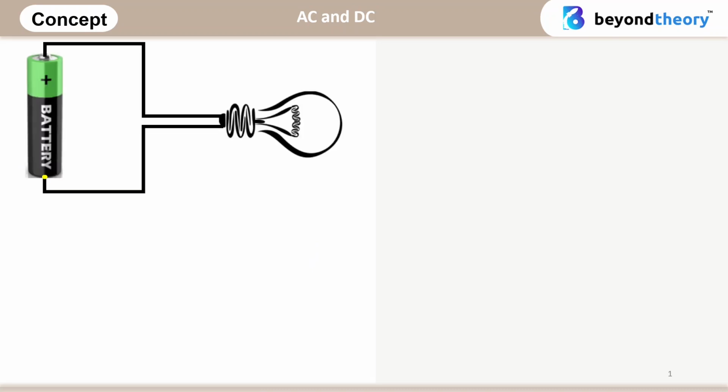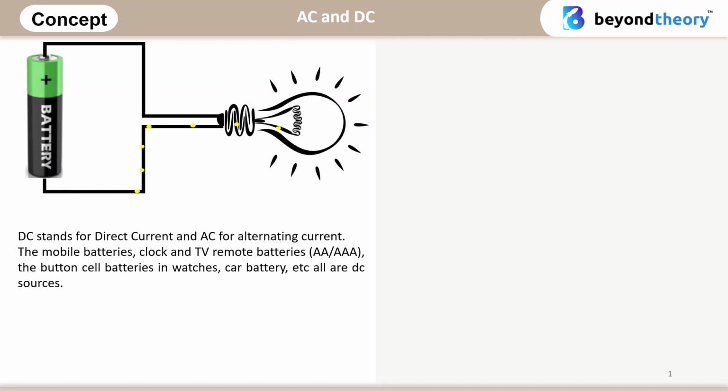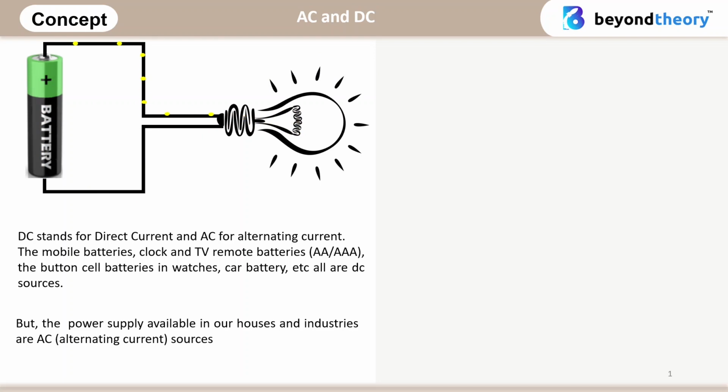Everyone, welcome to this session where we will learn the concept of AC and DC. While AC stands for alternating current, DC stands for direct current. Now, mobile batteries, clock and TV remote batteries, button cell batteries in watches, and car batteries are all examples of DC sources. However, the power supply available in our homes and industries is from AC sources.